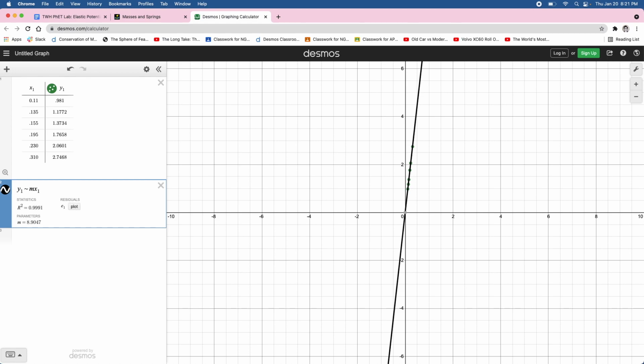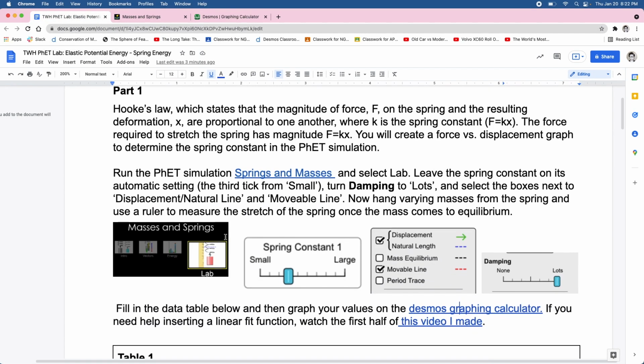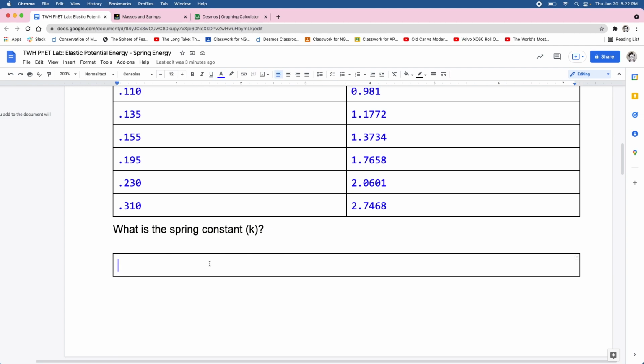When you do that, you are given some values down here. You are given the r squared, which is like how well this line fits the data points; the closer the r squared is to 1, the better the fit. And you're given what the m is. So we're creating this slope. The m is 8.9047. That is my spring constant, the magnitude of my spring constant for this given value.